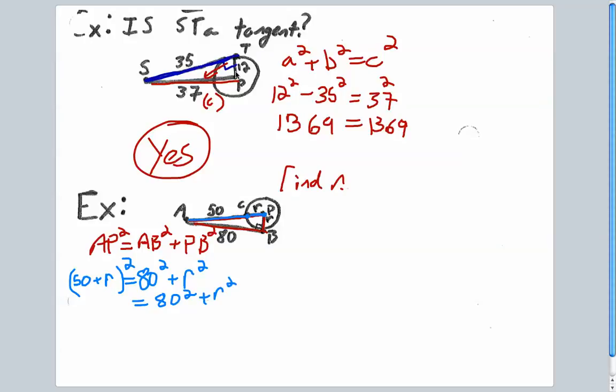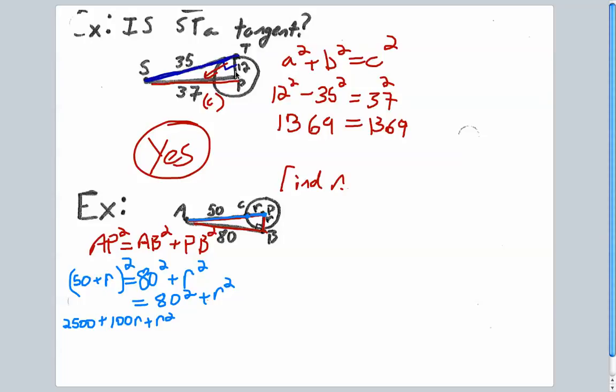On the left, I'm going to get 2,500. Okay, 2,500. Plus, you know what, I'm sorry guys, I'm going to have to write this a little bit lower. 2,500 plus 100R plus 25 squared plus R squared. Okay, so that's what I'm going to get on the left.